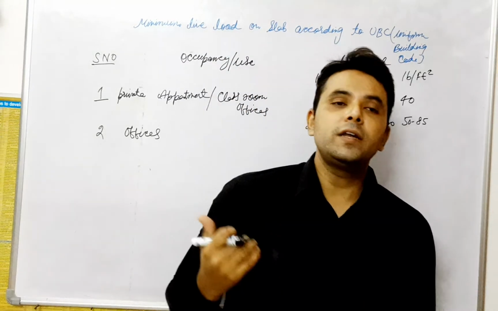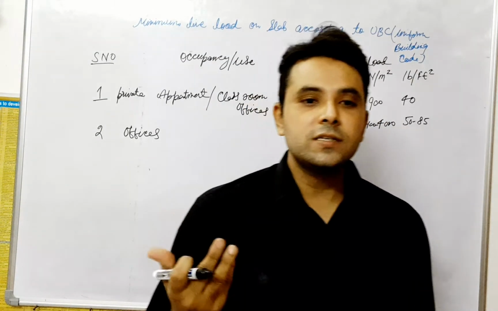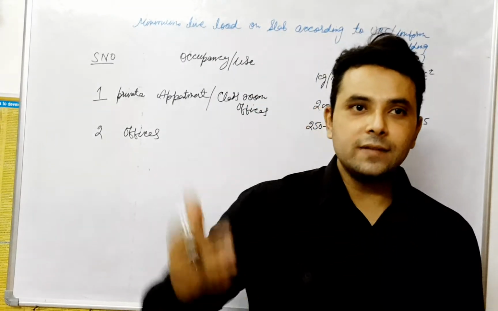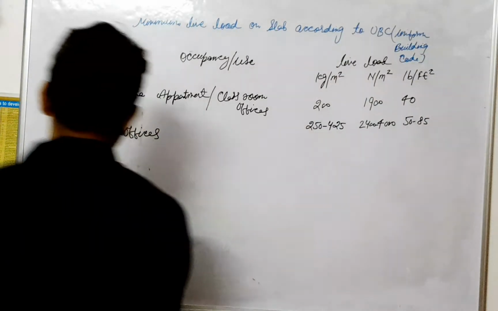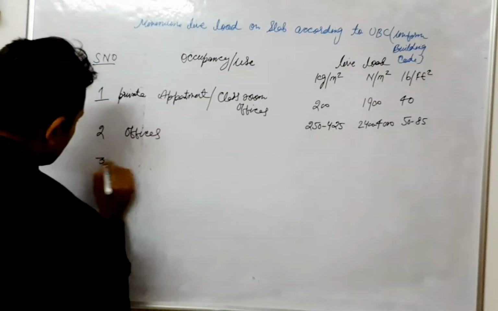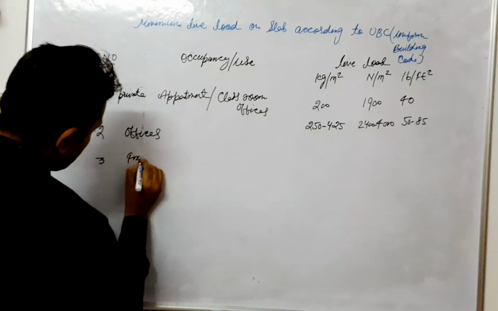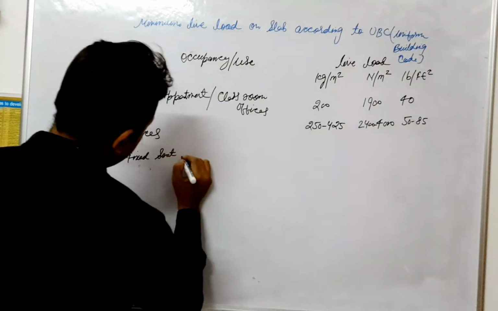Clear? And third one, if you are going to design any fixed seat assembly, like an assembly where the seats are fixed. Clear? So third one is fixed seat assembly.